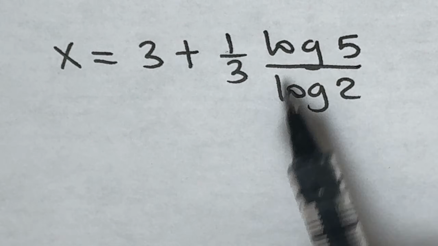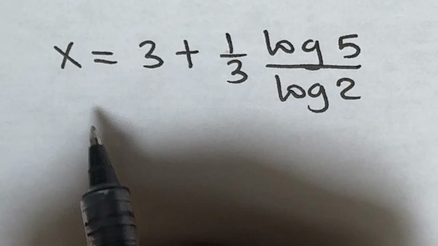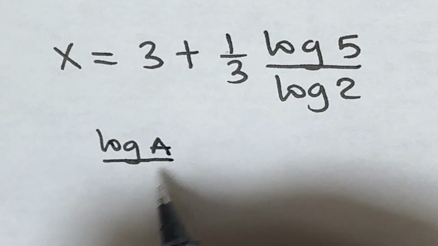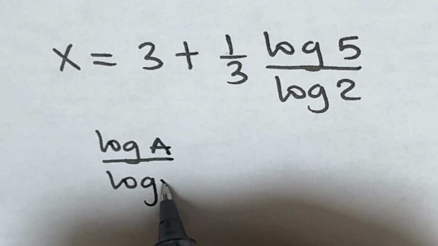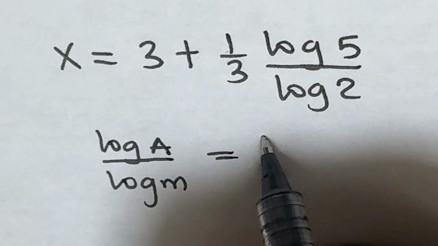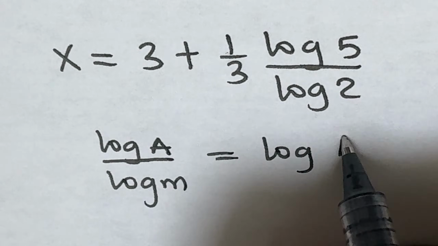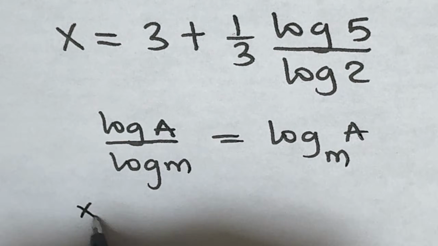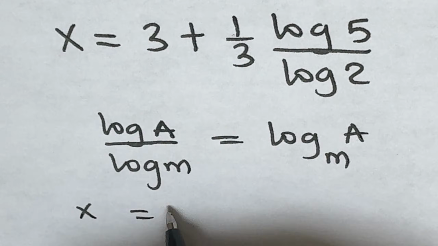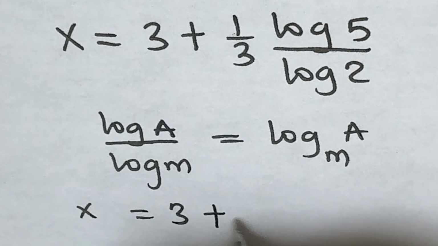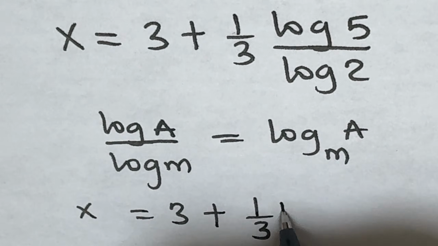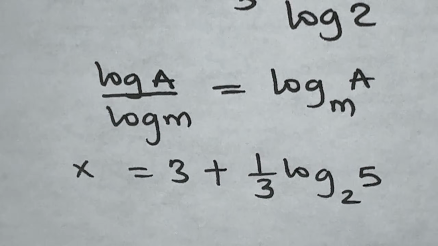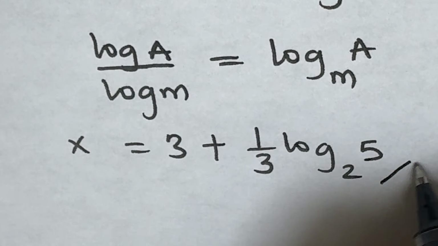Then from here, log 5 divided by log 2 is of the form log a divided by log m, and by law of logarithm, this will give us log a base m. So x becomes 3 plus 1 over 3 log 5 base 2. This is the final answer to this problem.